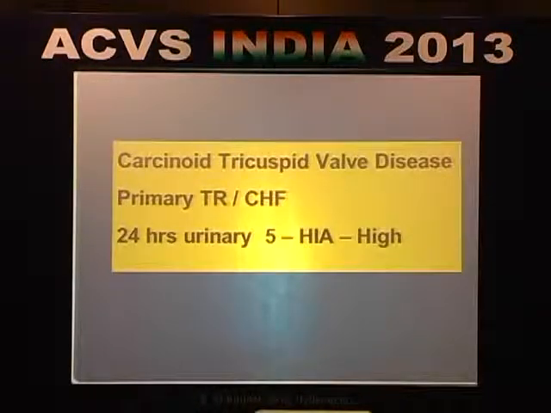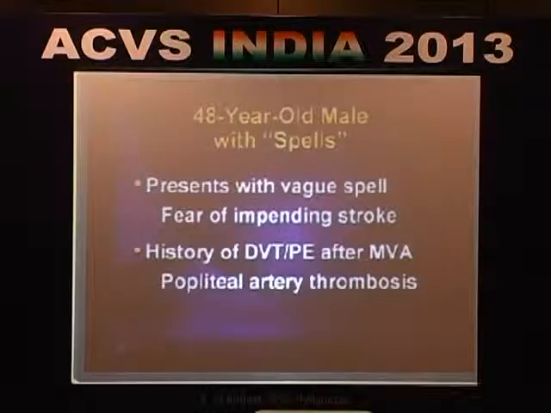So we did his 24-hour urinary hydroxyindoleacetic acid levels, which were very high, but we couldn't treat him. This is a patient whom I saw 20 years back in Osmania Hospital. We couldn't do anything except give some decongestive therapy.